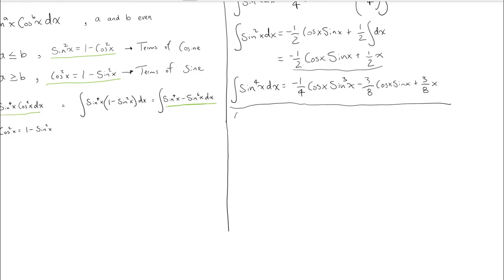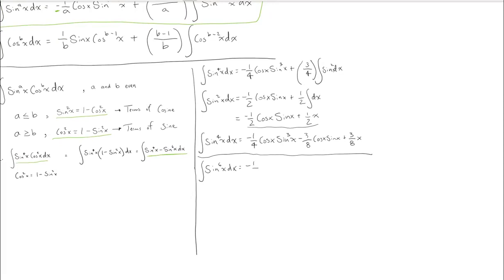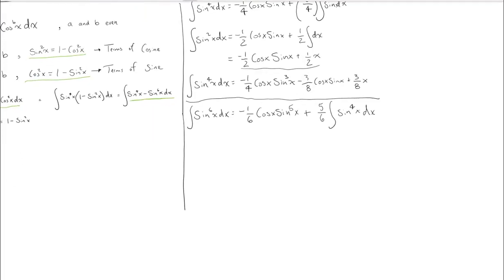So now we have the integral here of sine to the 6th of x dx, and this is equal to, well, let's look at the reduction formula. That would be a minus 1/6 cosine of x times sine to the a minus 1, which would be 5 of x, plus, okay, that'd be a minus 1 over a, which would be 5/6 times the integral of sine to the 4th of x dx. But we already solved for the sine to the 4th of x, and that's right here.